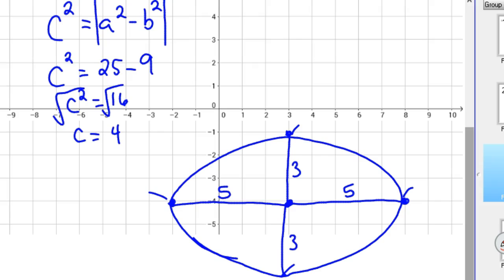So you would count to the right 4. Here's your center. Count to the right 4: 1, 2, 3, 4. And there's one foci. Left 4: 1, 2, 3, 4. And that's your left foci.